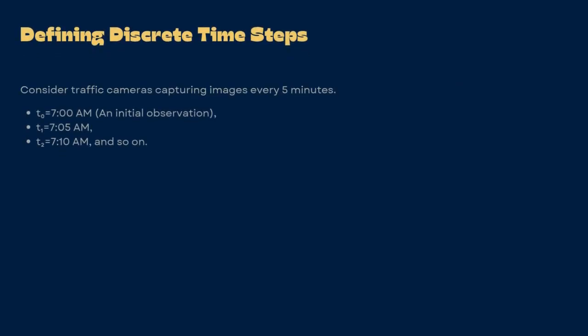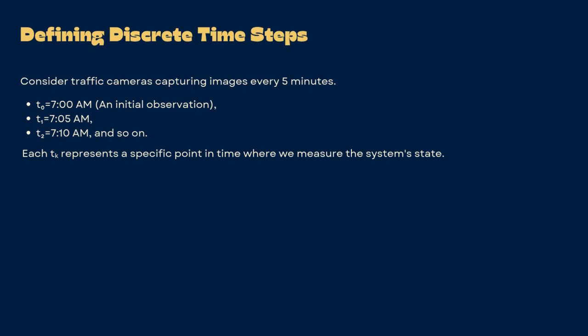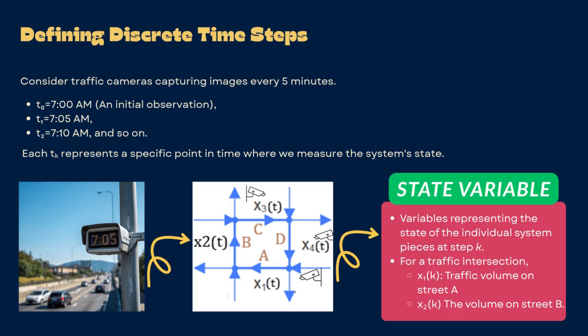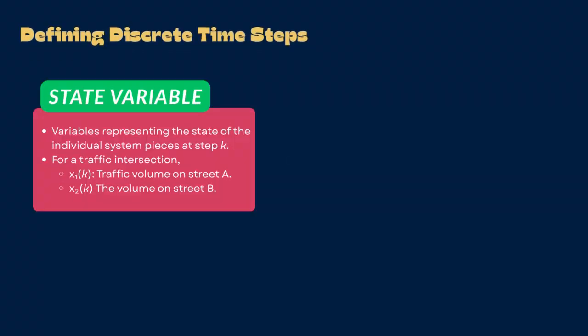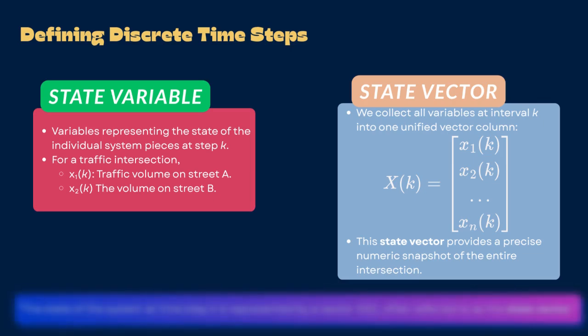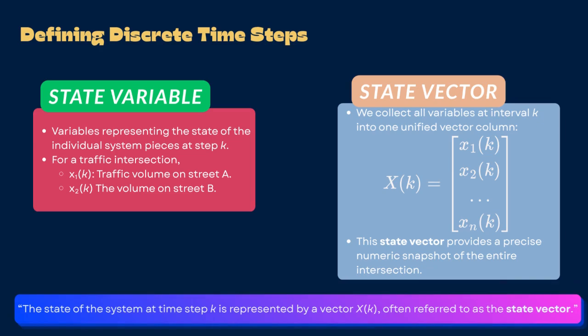Moving right along to Section 2, defining our discrete time steps. We have to translate those physical camera snapshots into actual math. We know what our intervals are, but how do we represent the stuff we're measuring at those exact moments? Well, the physical reality of a traffic intersection becomes our state variables. These represent things like traffic density on streets A through D at any given discrete time step, which we call k. We take all these variables and organize them into a single column vector, the state vector, denoted as x of k. So the top number in our vector, x1, is the traffic on street A, the next one down, x2, is street B, and so on. This state vector is a pure numerical snapshot of the entire intersection at one exact moment in time.